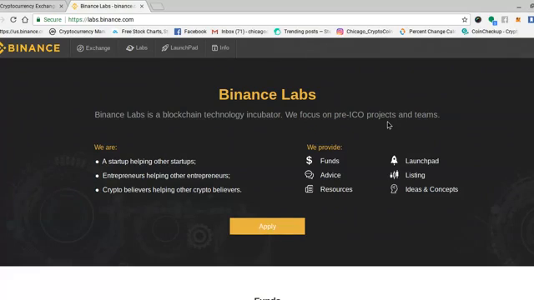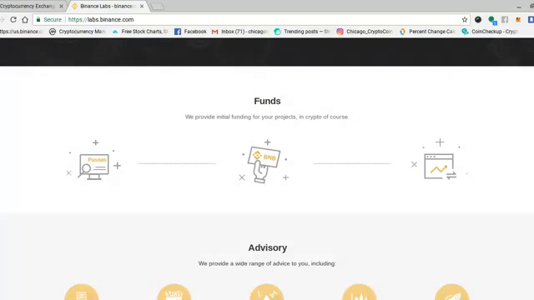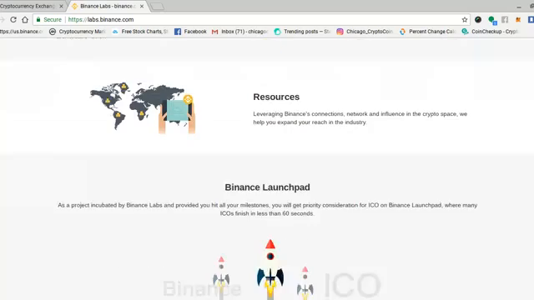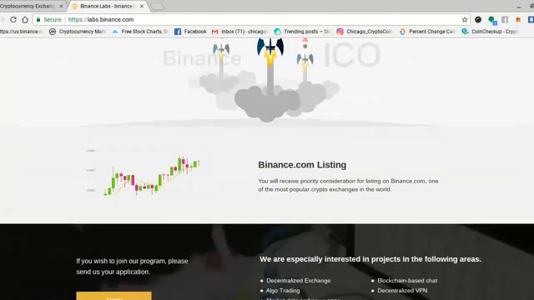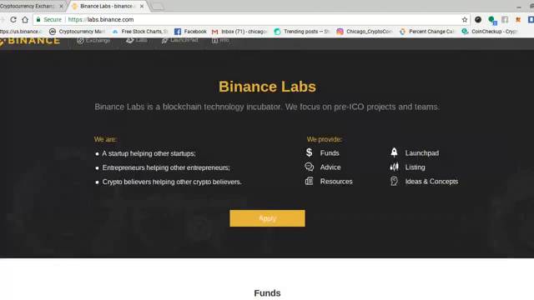We focus on pre-ICO projects and teams. And it goes on to say that we are a startup helping other startups. We are entrepreneurs helping other entrepreneurs. And we are crypto believers helping other crypto believers. We provide funds, advice, resources, a launch pad, listing, as well as ideas and concepts. You can apply, and it goes through the different functions that they do, which we're not going to focus on too much, but real interesting for anyone that is trying to get a project off the ground. They do support those.